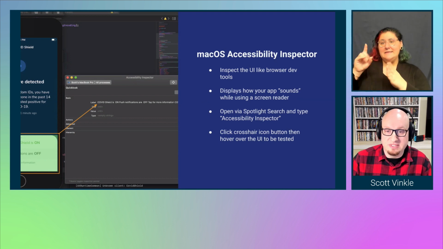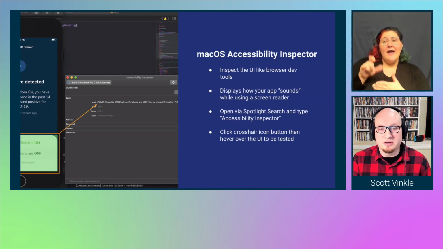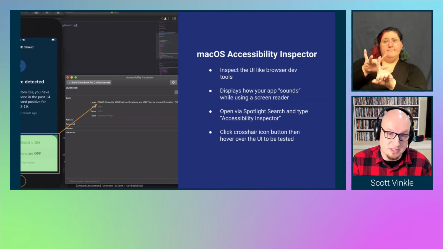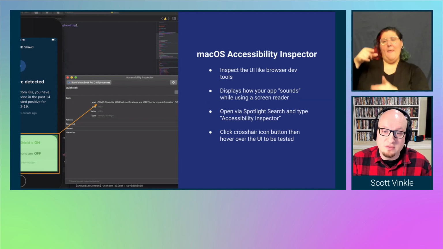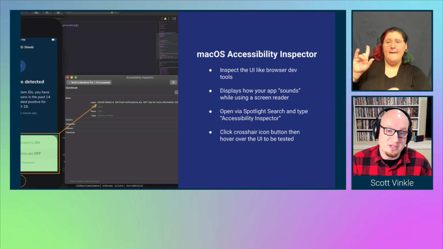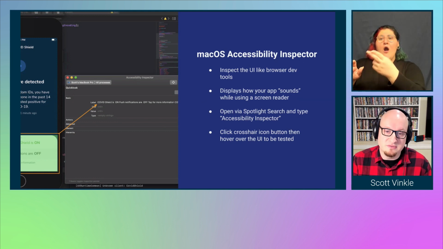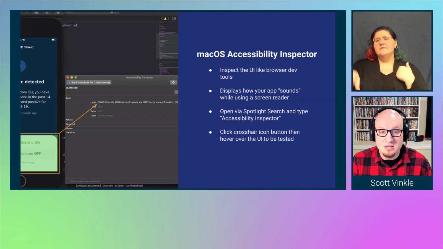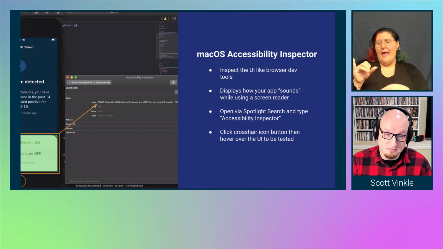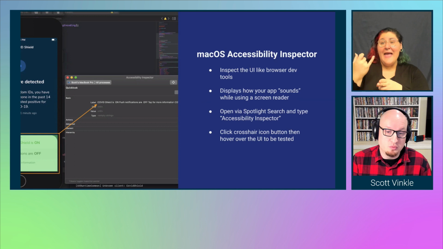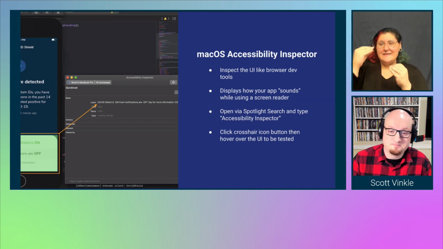To use the Accessibility Inspector, click on the crosshair icon, which is also called the Point Inspection button, and then use the mouse to hover over the UI to be tested. There's a lot of useful information in the basic section of the Accessibility Inspector window, such as the component role and name. For more advanced information, like the component state, you need to open the advanced section of the window.